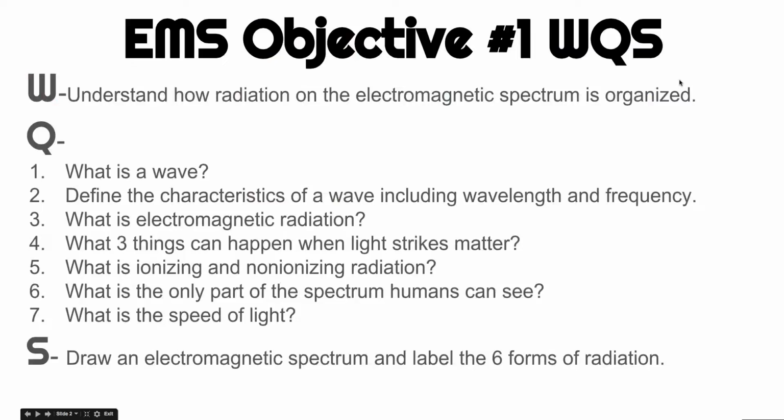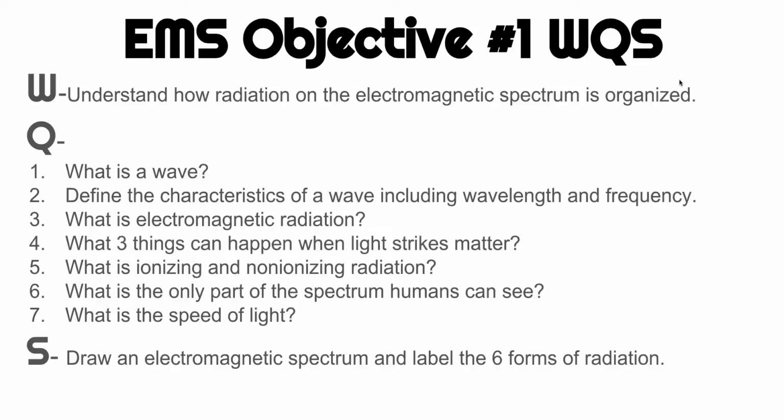Make sure you have set up your Wix. Now the Wix is going to look a little bit different from now on. The W is still the what, the objective, or what you're learning. Today we will understand how radiation on the electromagnetic spectrum is organized. The Q is still the essential questions that you will have to answer as you watch the video. Today there are 7. Make sure you write the question as well as the answer.